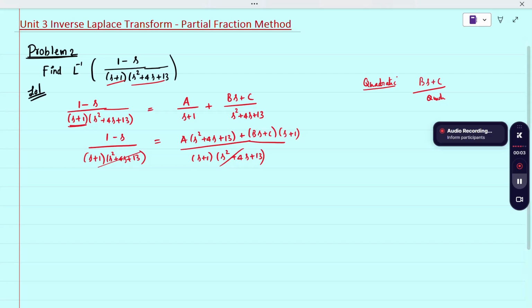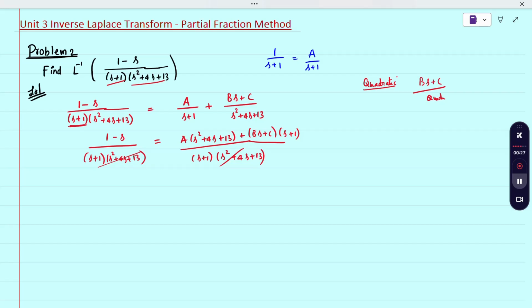Hi all, today's topic is partial fractions, problem 2. Find the inverse Laplace transform of (1 minus s) divided by (s plus 1)(s squared plus 4s plus 13). First we have to take the inside expression separately and write the partial fraction. When you have only a single term s plus 1, that is 1 divided by s plus 1, the partial fraction is nothing but A divided by s plus 1.